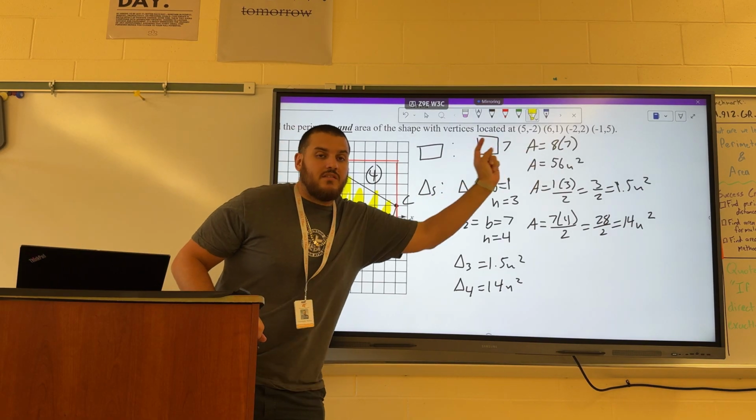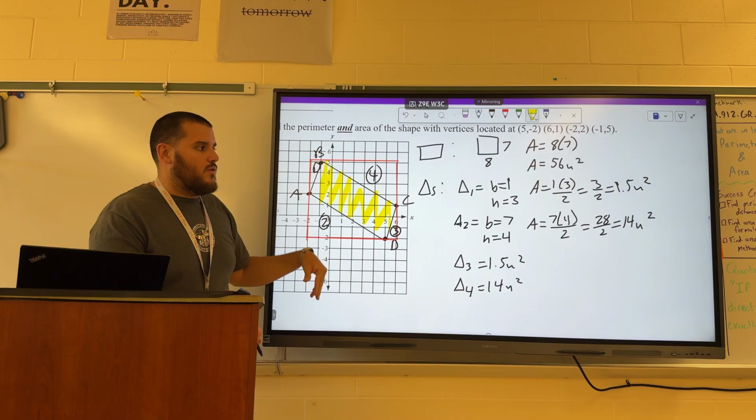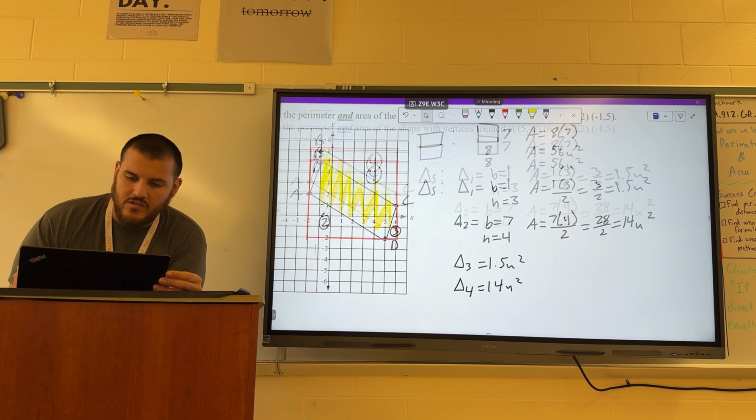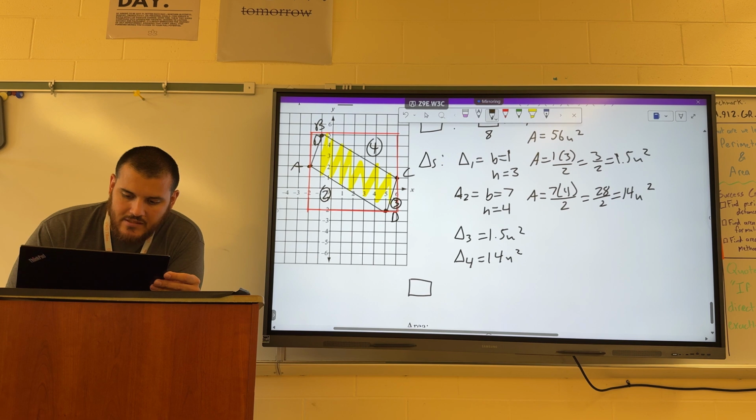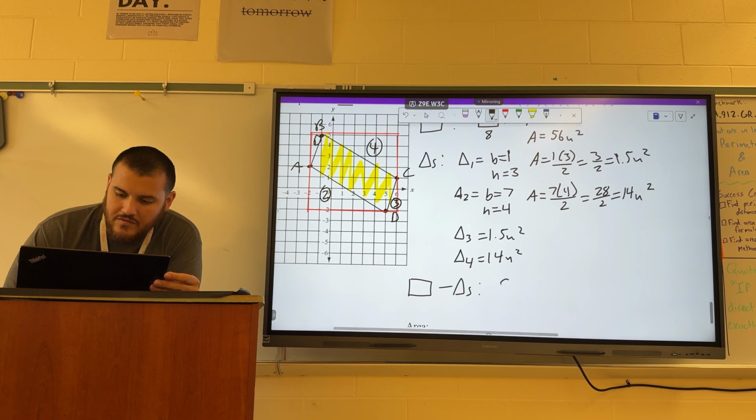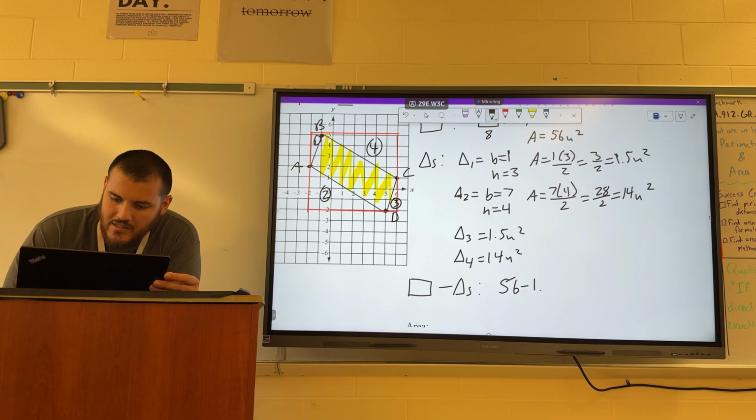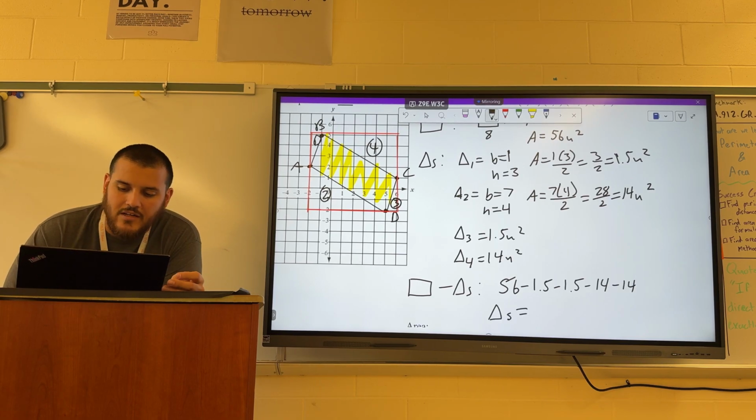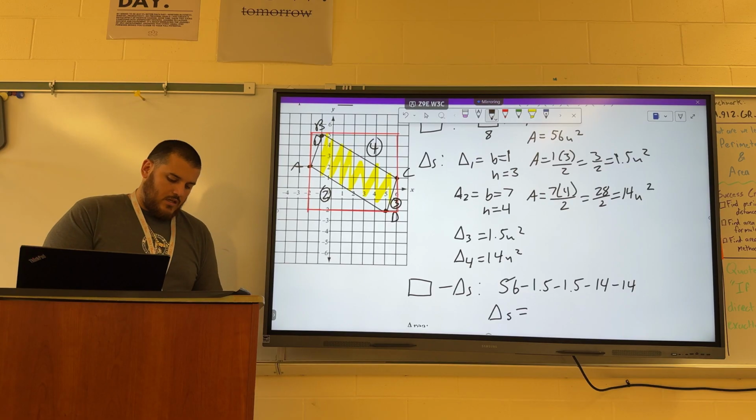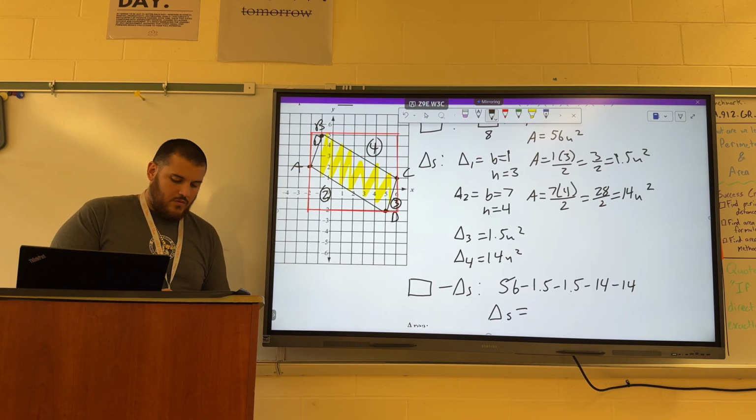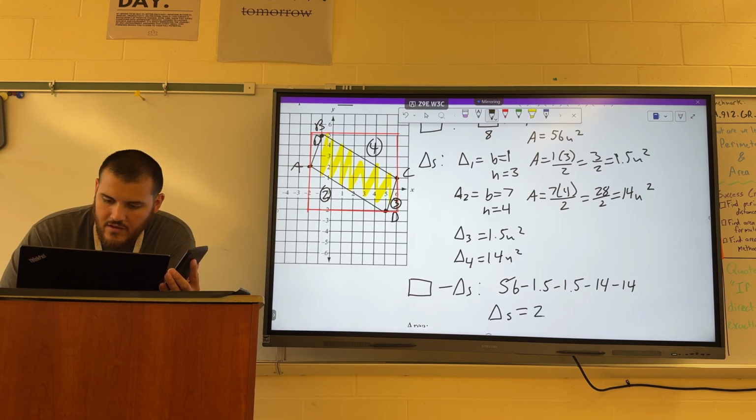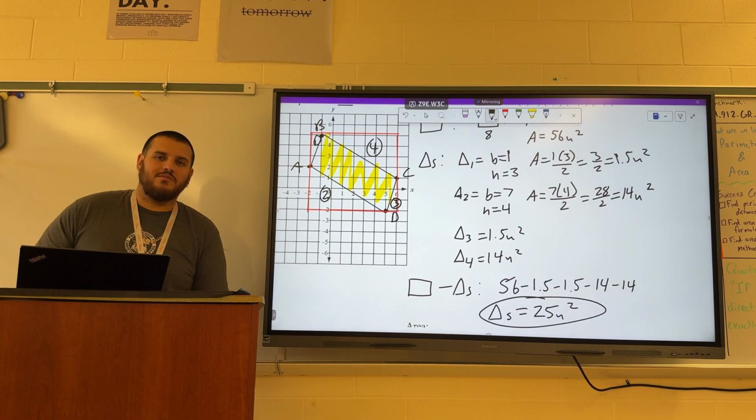So again, now I can find the area of my original shape here by getting the area of that box, that 56 units squared, and just taking away those 4 triangles. So in the end, I'm doing the box minus the triangles, right? So 56 from my box minus the 1.5s from the small triangles minus the 14s from the bigger triangles will get me to my final answer here. So I'll need to calculate really quick. 56 minus 1.5 minus 1.5 minus 14 minus 14 gives us 25 units squared for the area of that quadrilateral.